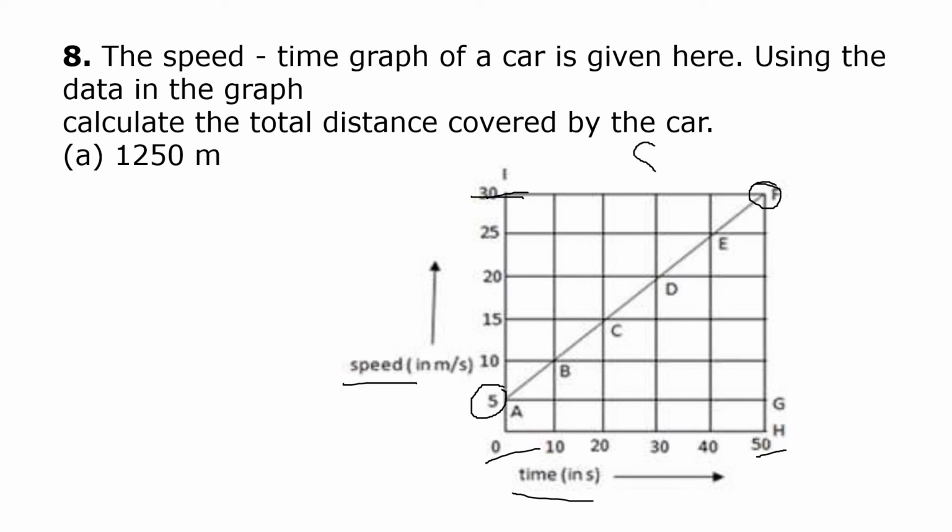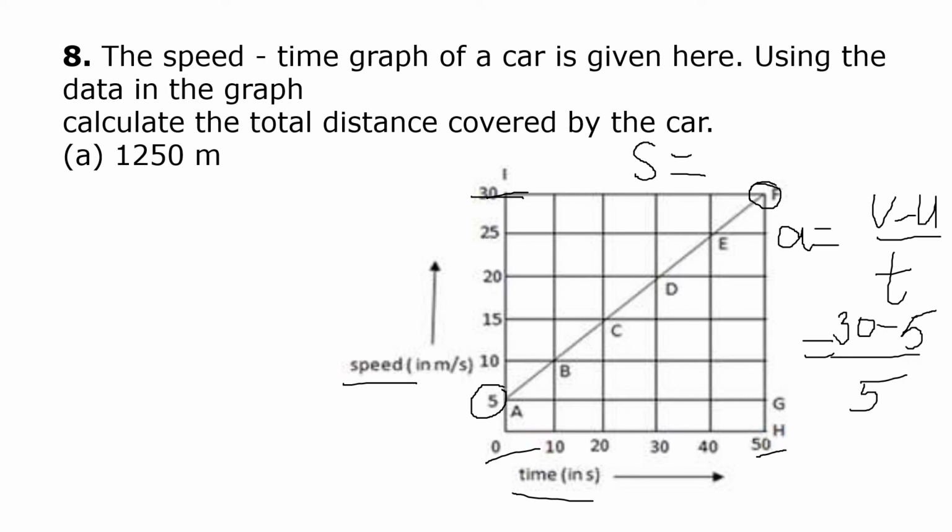So here we have the formula s equals ut plus half at square. Otherwise we can go for v square minus u square by 2a. So we have to find the value of a first before finding s. a equals v minus u by t. The v value we have here is 30, the u value is 5, and time is given as 50. 30 minus 5, 25 by 50, means 1 by 2. 1 by 2 meters per second square is the value of a.